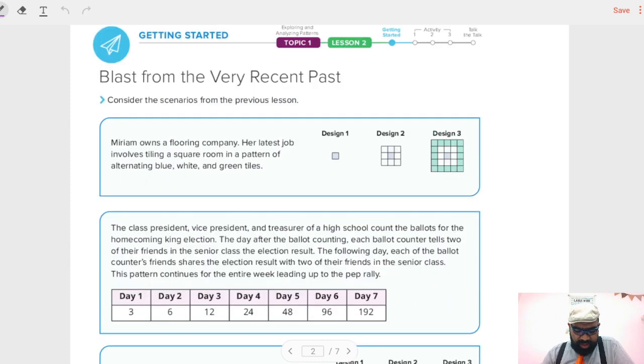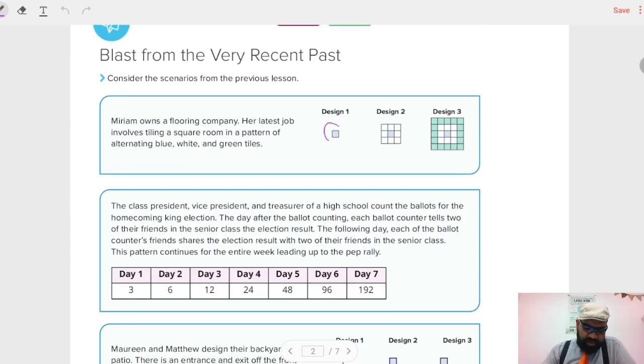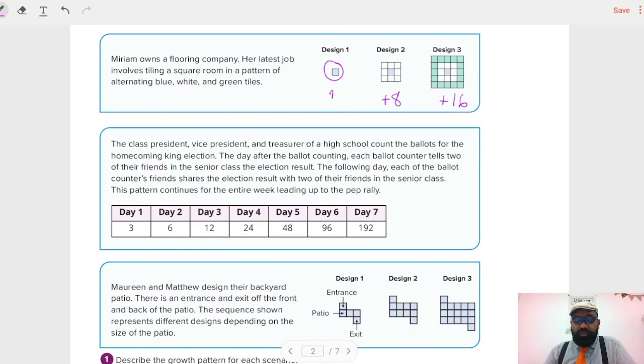The scenario number 1, guys, as you notice, design number 1, 1. Design number 2 is adding 8, plus 8. Design number 3, the green one, is adding 16. Great. This is the growth of the scenario. We're just describing the growth of the thing. And the second one is times 2, because each student shares with the other 2 students. Over here again, times 2, times 2, times 2.